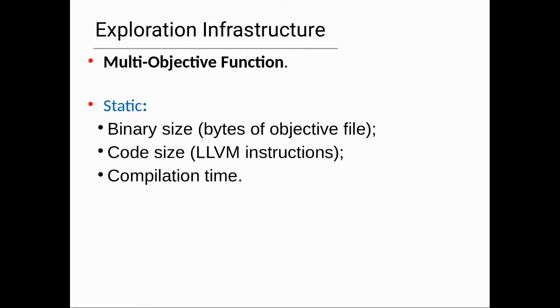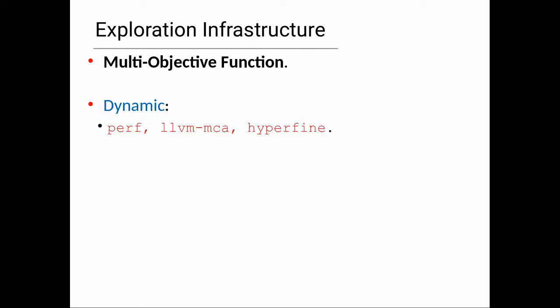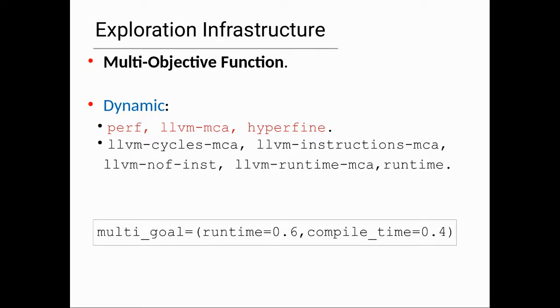The objective function is the function which the search algorithm tries to minimize or maximize. It can be a static function, for example, a function to minimize compilation time or code instructions, or it can be a dynamic function, where these functions are computable by running the program and profiling its behavior with perf, LLVM MCA, or hyperfine. Examples of these dynamic functions could be execution time or number of CPU cycles. We say multi-objective function because you can assign weight values in the interval 0, 1 to each objective goal, as we can see in the multi-goal function.